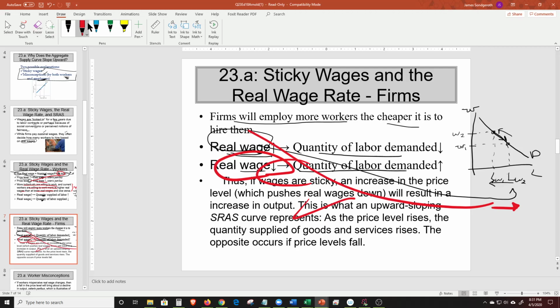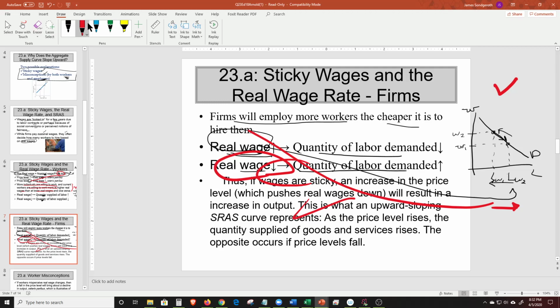Okay, thus if wages are sticky, and that's what the whole thing was, so I'm not sure what we're doing with the supply curve, but really the sticky wage thing is all on the demand curve here. An increase in the price level, which pushes real wages down, will result in an increase in output. In other words, you hire more labor, you put it into the production function, and output goes up. So this is what an upward sloping short-run aggregate supply curve represents. As the price level rises, the quantity supplied of goods and services rises.